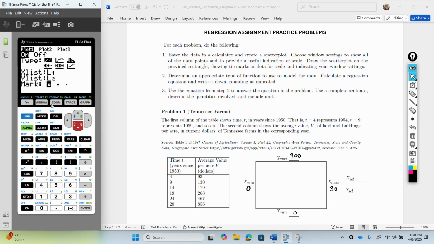Now I'm going to click on Window, and I'm going to tell it what I've decided here. I'm going to take my x values to go from a minimum of 0 to a maximum of 30, because it's the best way I can see these points, the best window. I'm going to skip over the x scale for now. And then I'm going to do my y min and y max, which I decided the nice numbers would be 0 to 900.